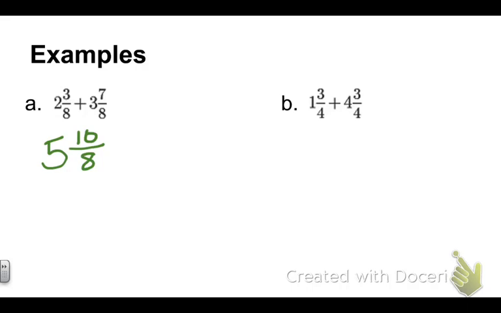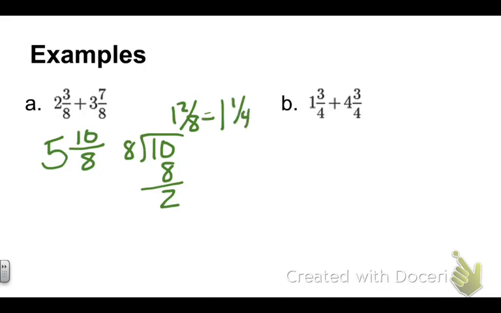So what you need to do is you need to break apart that improper fraction. If you take 10 divided by 8, it's 1 2/8 or 1 1/4. So now you've got to add that to the 5. So it's actually 6 1/4.